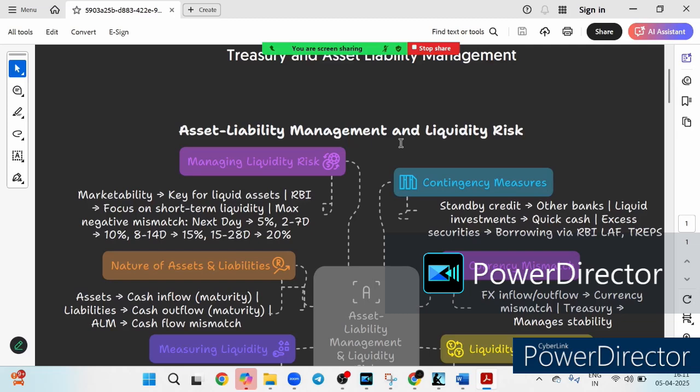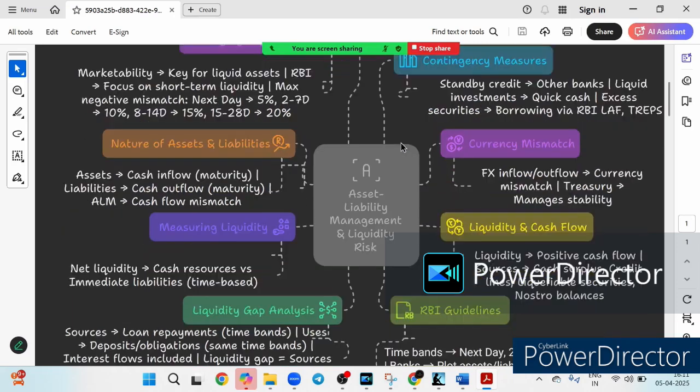And let's simplify a crucial concept in banking, called asset liability management and liquidity risk. Why does it matter? For banks, balancing their assets and liabilities is like walking a tightrope. A wrong step can lead to a liquidity crisis, but don't worry, I will break it down for you in the easiest way possible. First thing we have is the nature of assets and liabilities.